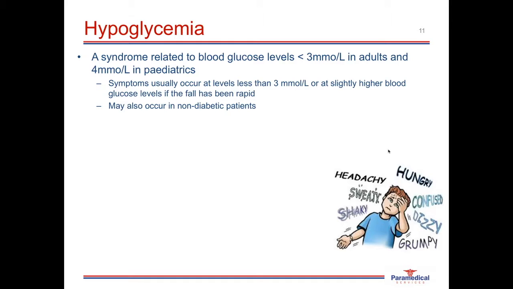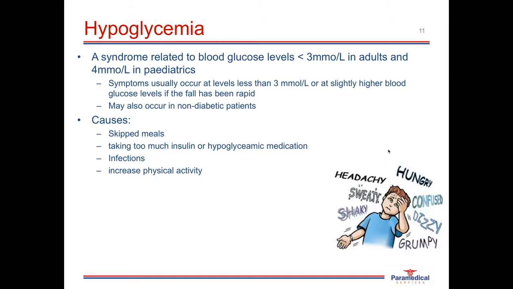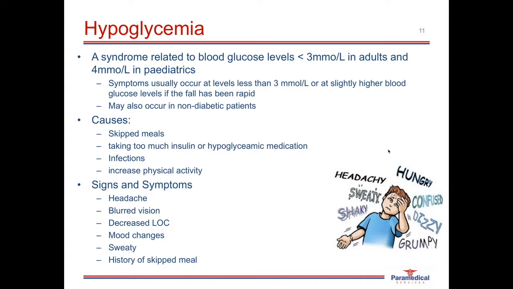So if a person woke up in the morning and they were rushing to work, didn't eat breakfast, by the time lunchtime came, they could start showing mild signs and symptoms of hypoglycemia. So this can happen to anybody. The causes of hypoglycemia are usually a result of skipped meals, taking too much insulin or hypoglycemic medication, infections, and increase in physical activity. Signs and symptoms of hypoglycemia include headache, blurred vision, a decreased level of consciousness, changes in mood, sweating, and you may find that there's a history of a skipped meal.